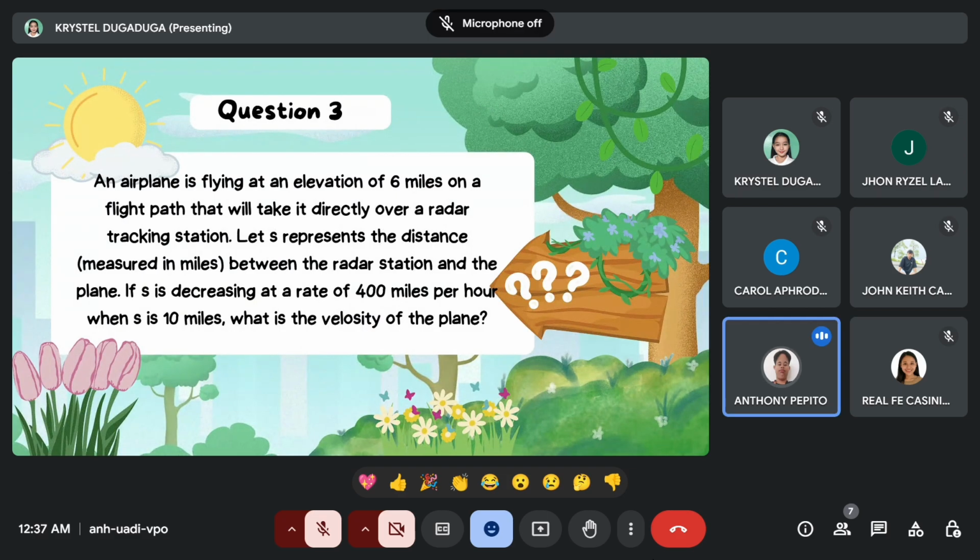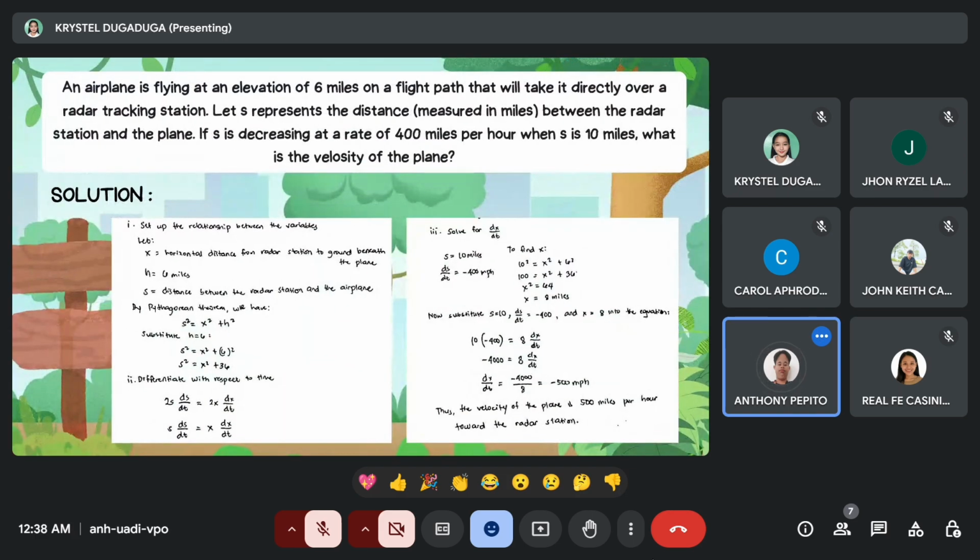So for question number 3, we have a problem. An airplane is flying at an elevation of 6 miles on a flight path that will take it directly over a radar station. Let S represent the distance, measured in miles, between the radar station and the plane. If S is decreasing at a rate of 400 miles per hour, when S is 10 miles, what is the velocity of the plane?